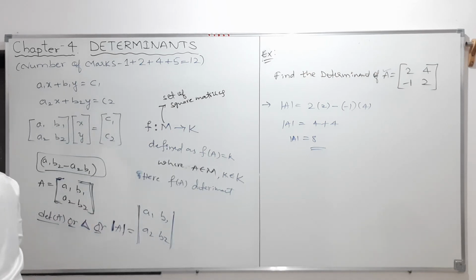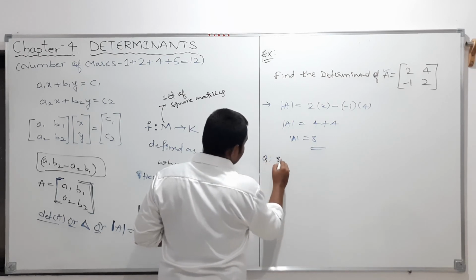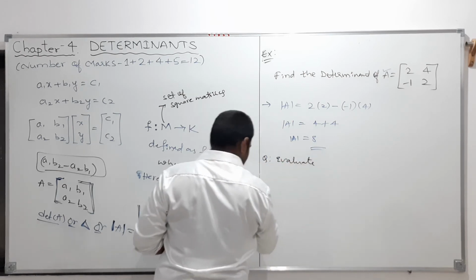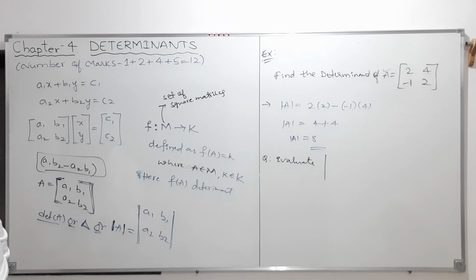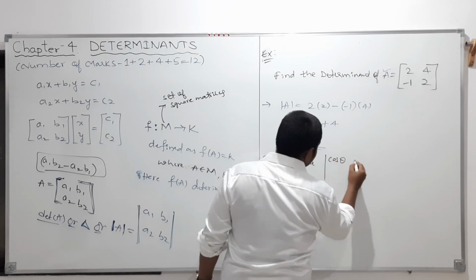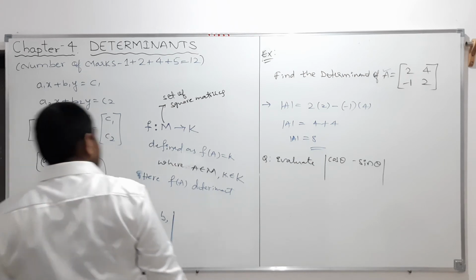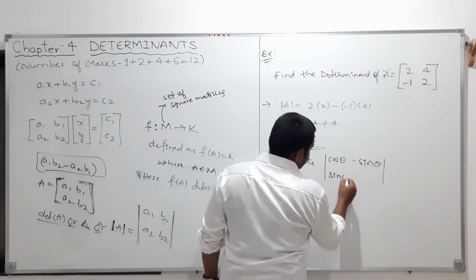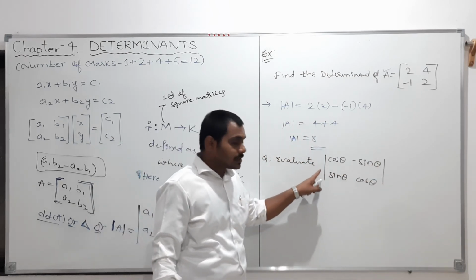So next, evaluate. The question is: evaluate the determinant with rows cos theta, minus sin theta, and sin theta, cos theta.